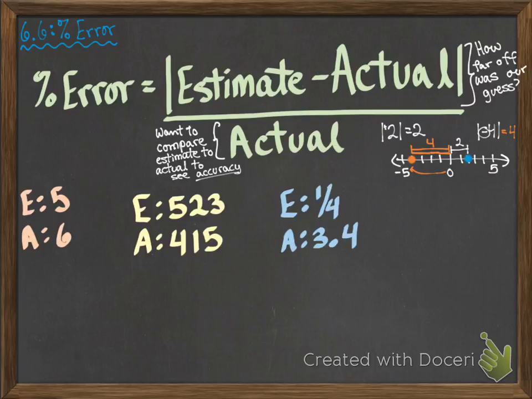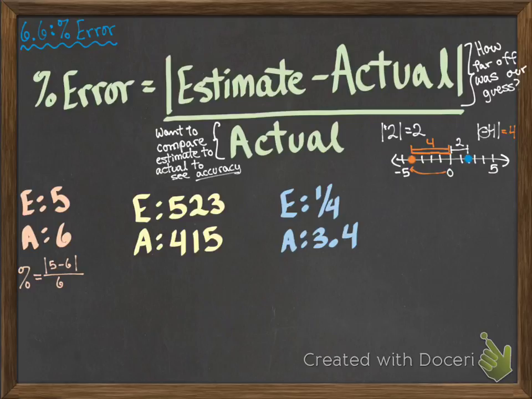So here are a couple, and I used E to represent estimate and A to represent actual, and we're just going to solve. So we'll work our way left to right, and they'll get harder as we go. So the first one's easy. Estimate is 5, actual is 6. So percent error equals the absolute value. Now my estimate's 5, so absolute value of 5 minus actual, my actual is 6. So absolute value of 5 minus 6 over 6. And then we work our way through.